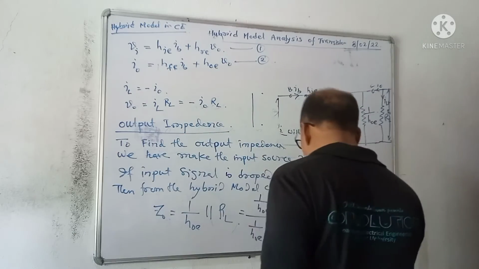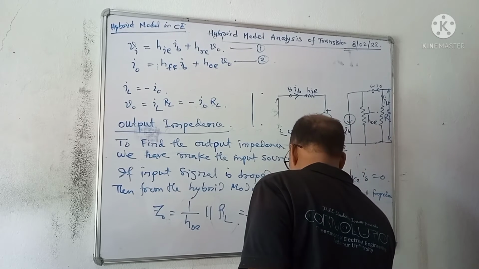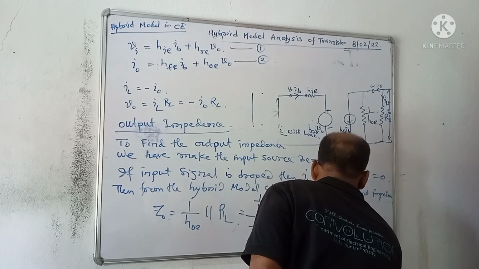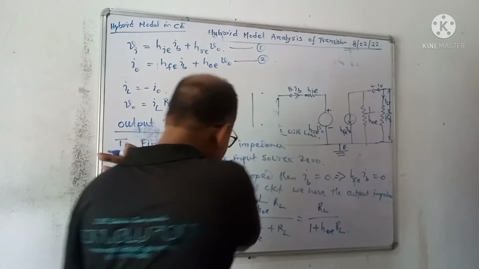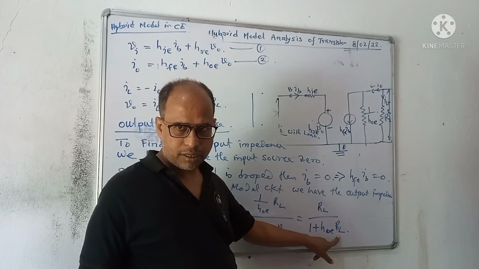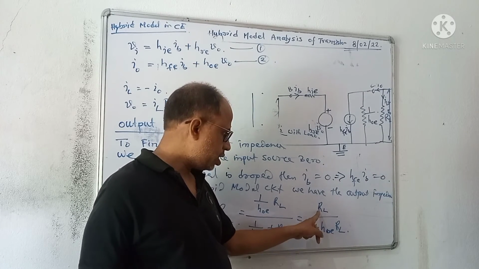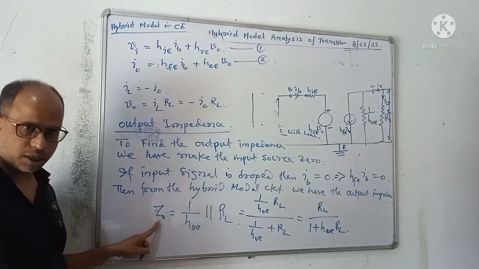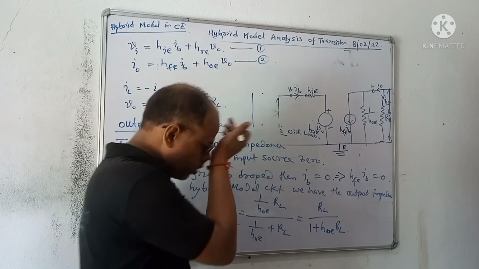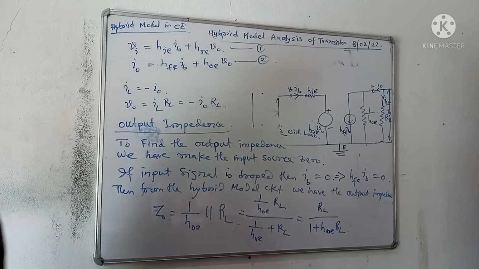This is equal to RL by 1 plus HOE into RL. Now you see, HOE into RL is a dimensionless quantity. Therefore the denominator is dimensionless. It is ohm. That's why it is the output impedance. Okay. Hence, everything you have done. Next is the power gain.